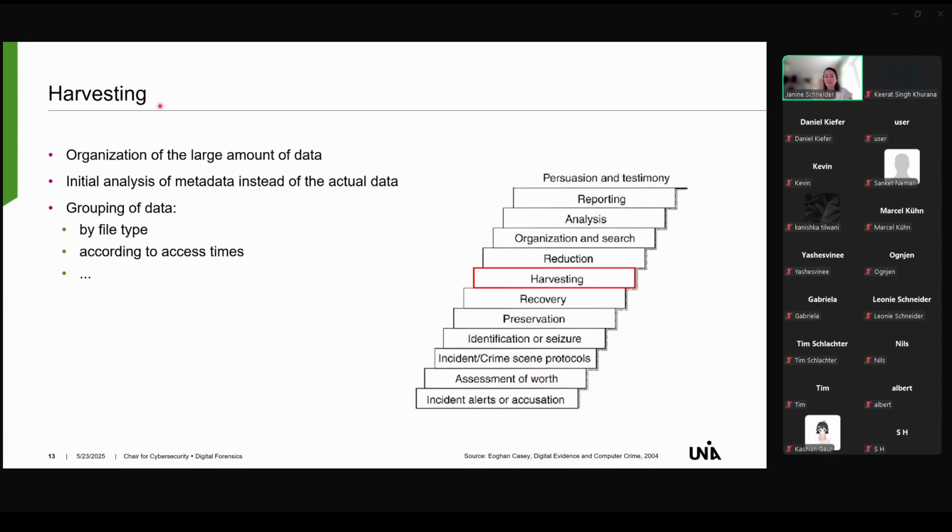Okay, the next phase is the harvesting phase, where you organize large amounts of data. And for that, an initial analysis of metadata is performed. In that step, the actual data is not that important because it's mostly about grouping data by, for example, file type or according to access times. You name it. There are several different types of metadata or other factors that you can use for grouping the data.